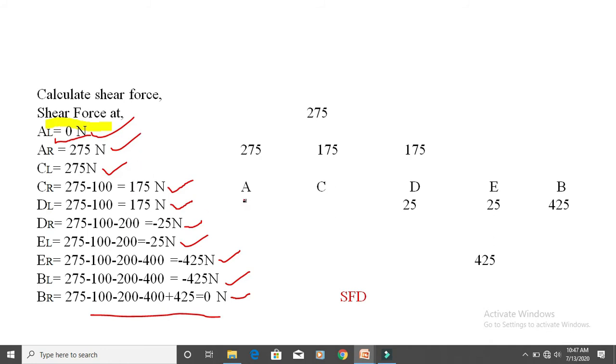The next step is drawing the shear force diagram. While drawing the shear force diagram, first draw the baseline. Baseline A, C, D, E and B. So the value of A left is 0, so consider this value here. Then second, A right is plus 275. The plus value should be drawn above the baseline and the minus value should be drawn below the baseline.